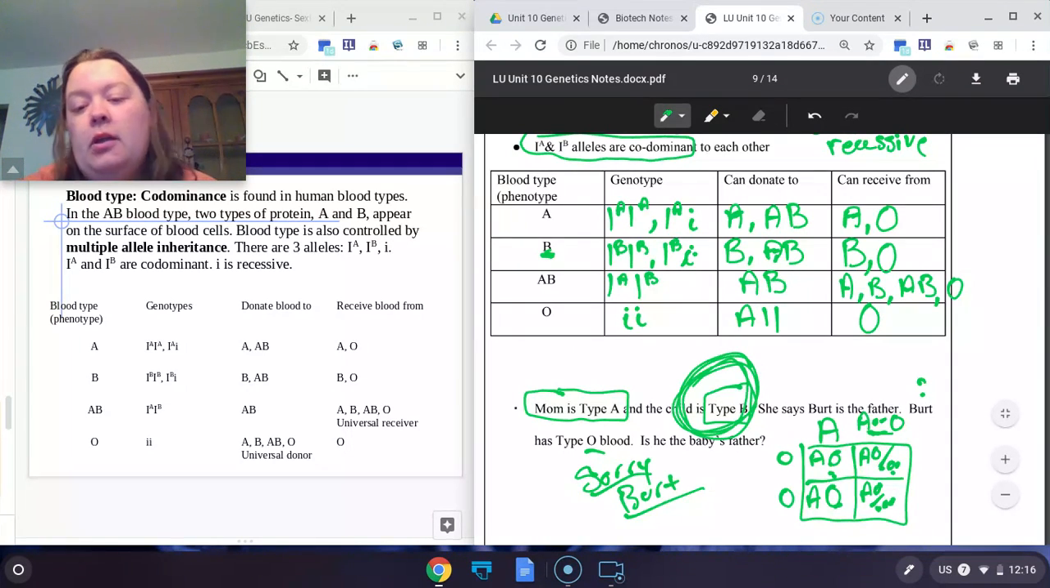Bert's not the father. All right, so that is incomplete dominance, codominance, and blood types. There's going to be practice on Canvas for you to go through and practice.